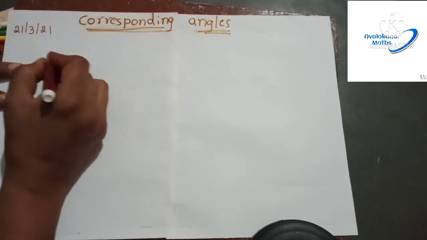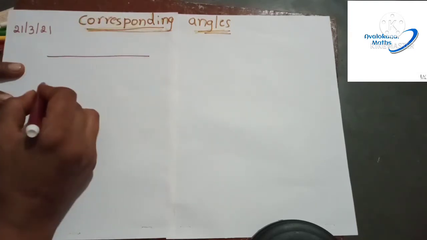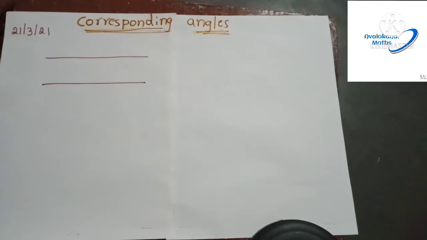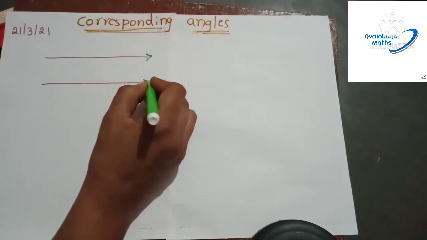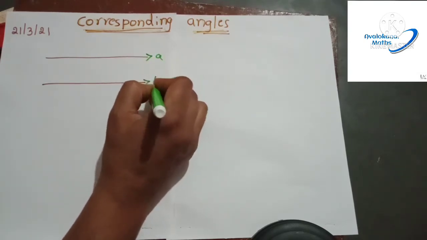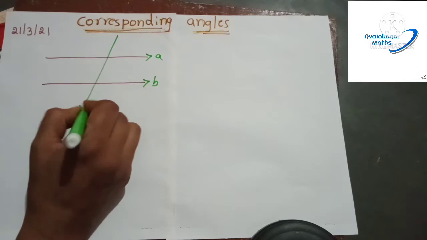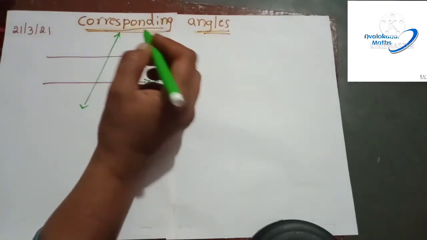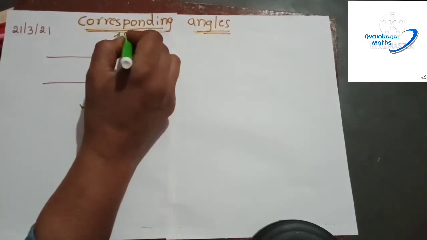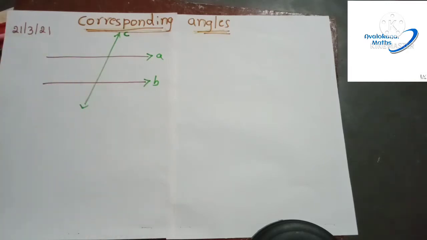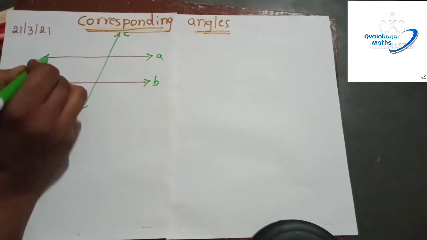Suppose you have two parallel lines which are divided by a transversal. Call the parallel lines A and B, and the transversal C. So when a transversal passes through two parallel lines, you get pairs of what angles?